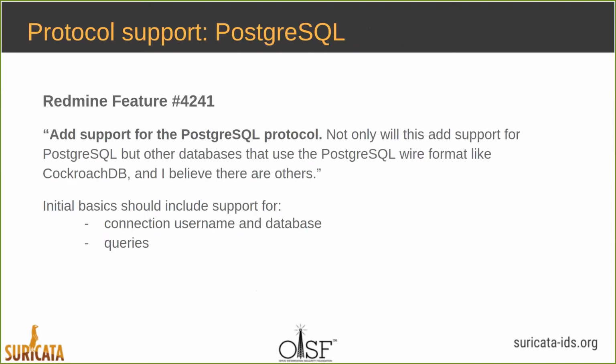Okay, and what is my project right now? As I said, it's for adding protocol support for PostgreSQL. And in short, this means adding the basics. So being able to support and recognize a connection message with username and database. There are other parameters, but not for now. And supporting queries. With this, it would be a step toward allowing Suricata to support other SQL-like protocols like CockroachDB.